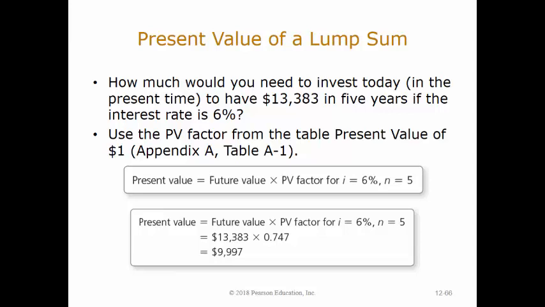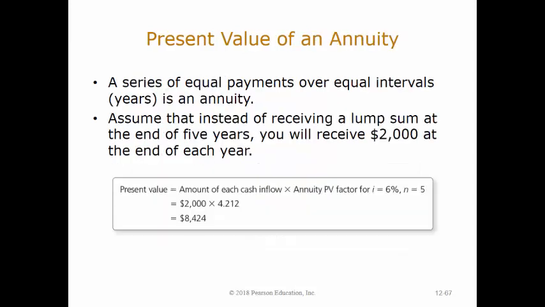We look down the 6% column and across the 5 periods row and find that the present value factor is 0.747. If approximately $9,997 is invested today at 6% for 5 years, at the end of 5 years the investment will grow to $13,383.